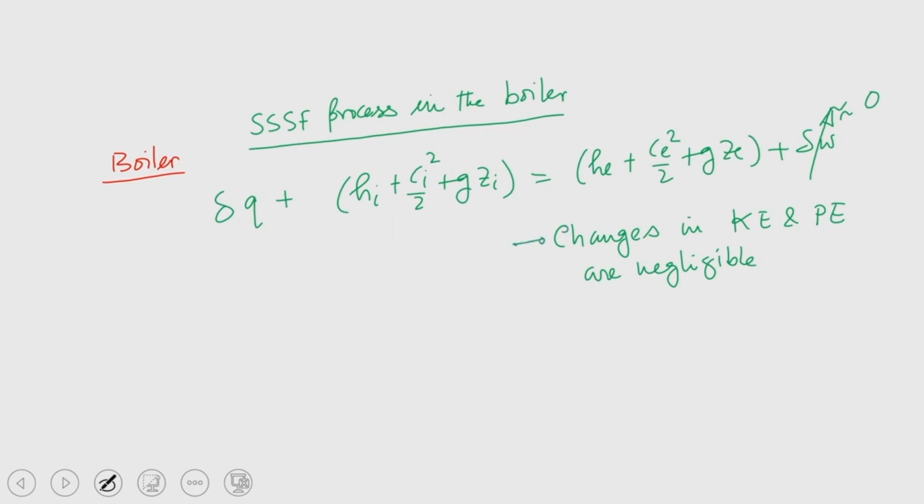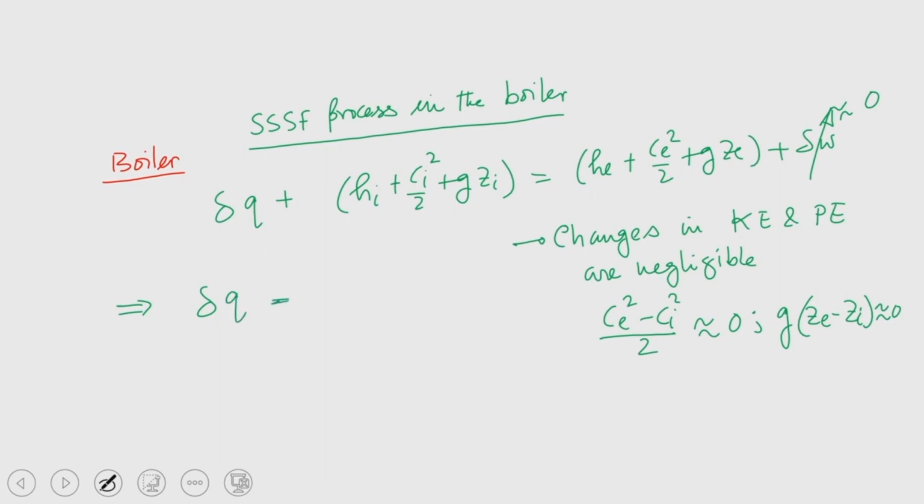Then, basically, C_e square minus C_i square by 2 and g into Z_e minus Z_i. If we consider that (C_e square minus C_i square)/2 is almost equal to 0 and Z_e minus Z_i is almost equal to 0, that is, the changes in kinetic and potential energy are negligible, then we can straight away write this.